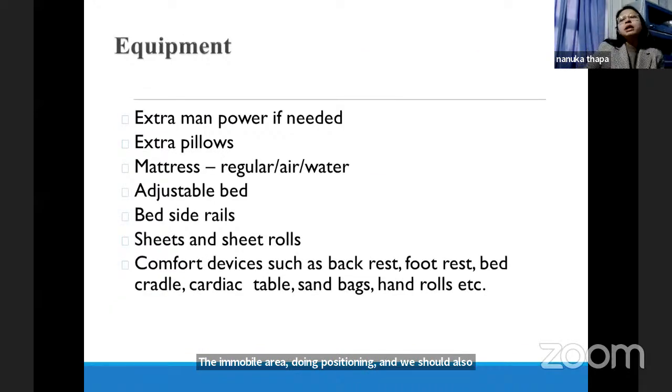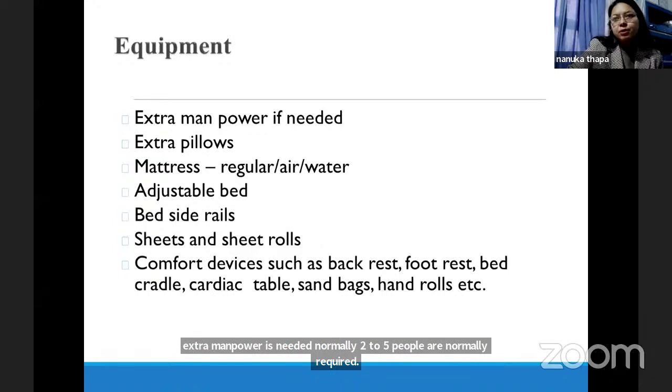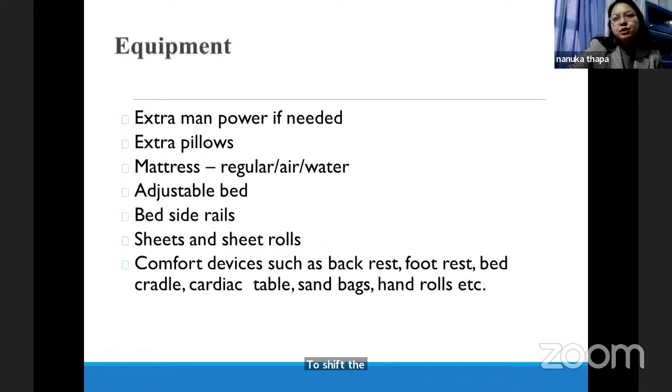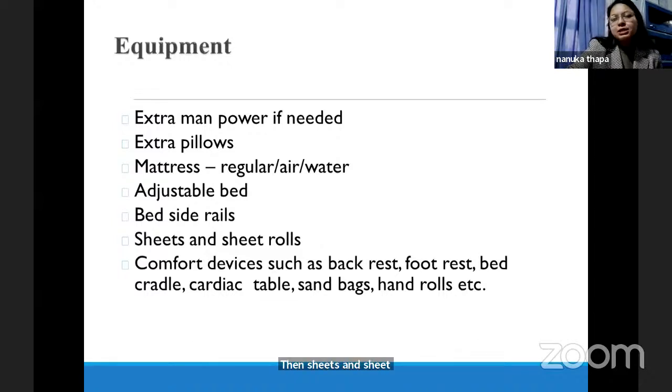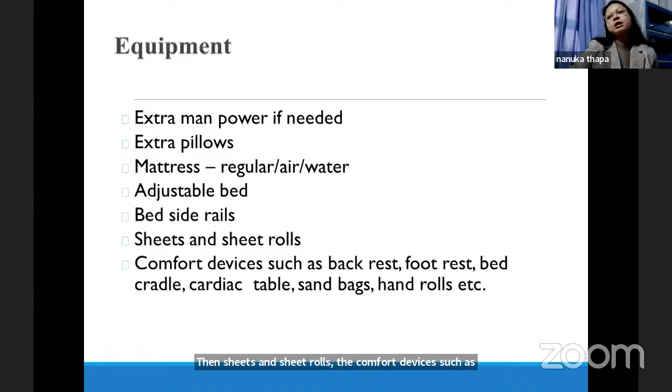The equipment needed is this: extra manpower is needed. Normally 2 to 5 people are required to shift the patient. Then extra pillows, mattresses, and the bed should be adjustable. Bedside rails to prevent any incident of the patient falling off the bed. Then sheets and sheet rolls. The comfort devices such as backrest, footrest, bed cradle, cardiac table, sandbags, hand rolls, and other comfort devices are also present.